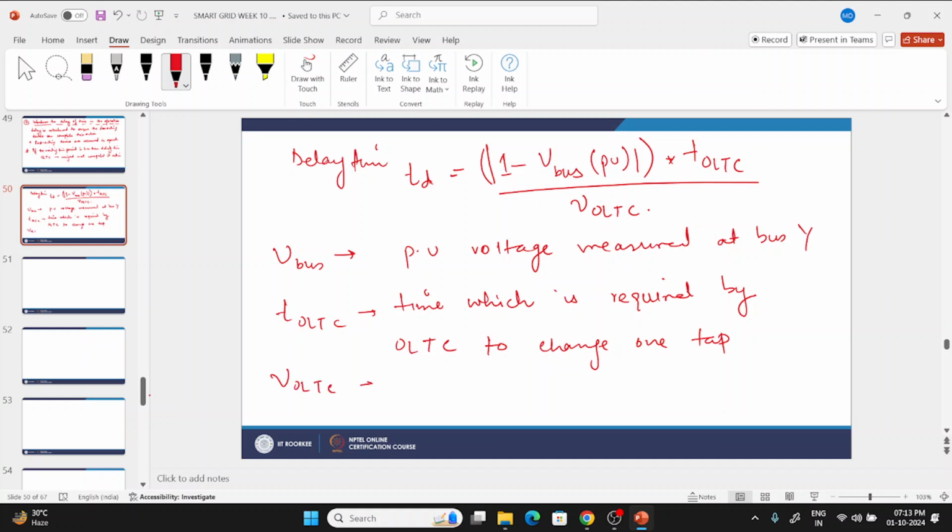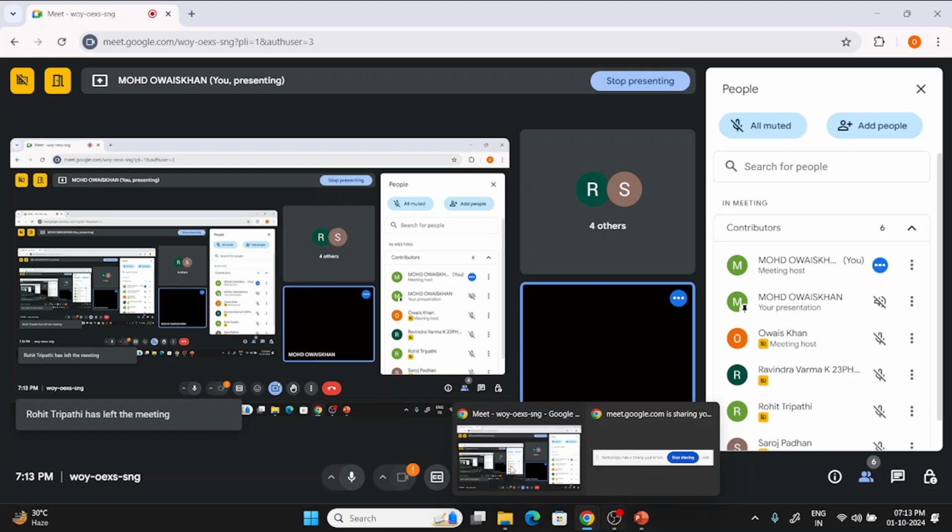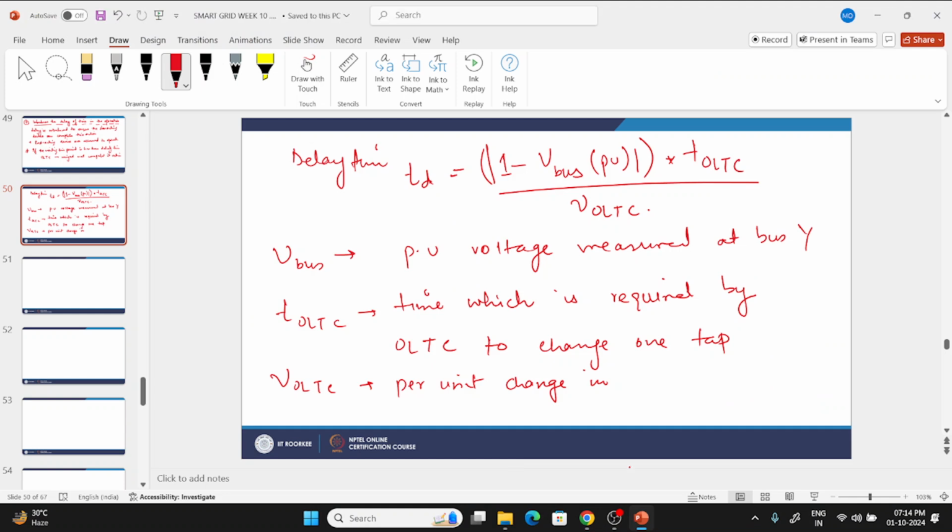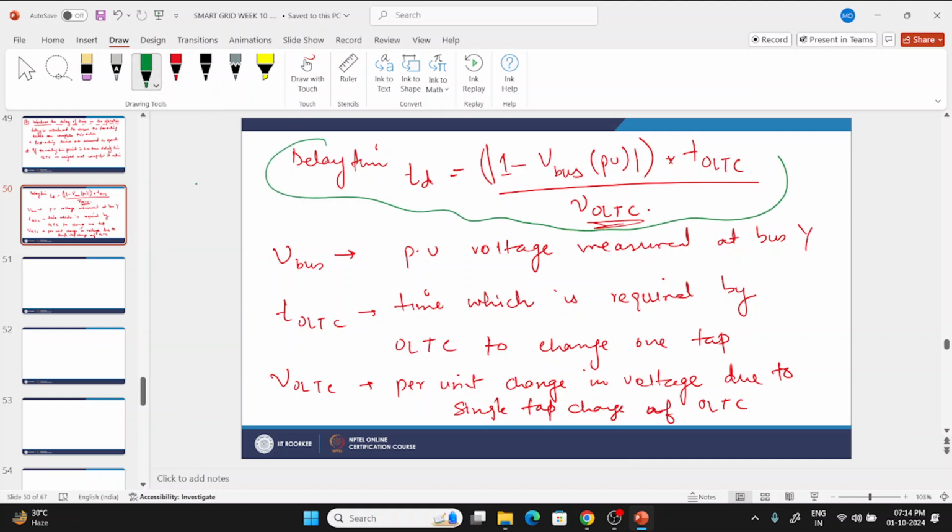Then V_OLTC क्या है? It is the per unit change in voltage due to single tap change of OLTC. एक टैप में चेंज पे जितना पर यूनिट चेंज ऑफ वोल्टेज आता है, जिसको हम कहेंगे V_OLTC। इस तरीके से हम क्या करने वाले हैं, हम टाइम डिले कैलकुलेट करने वाले हैं। ठीक, so these are the various steps which we are going to see.